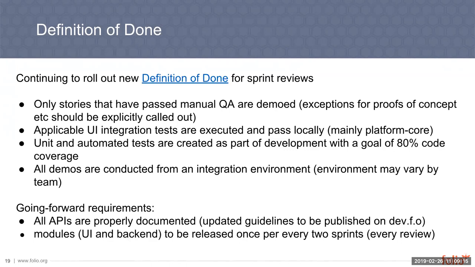We hope to have a system in place after Q1, which will allow us to ship those FOLIO releases more frequently compared to the existing quarterly release cycle. So as a step towards that goal, we've discussed and agreed on increasing the release frequency to every two sprints, which effectively means that every two sprints, every system demo, will be providing releases.